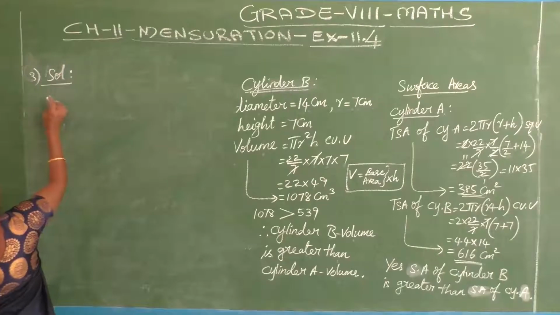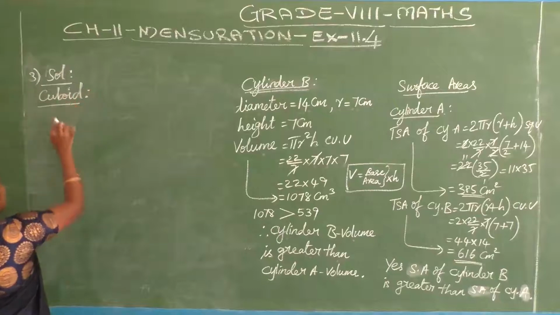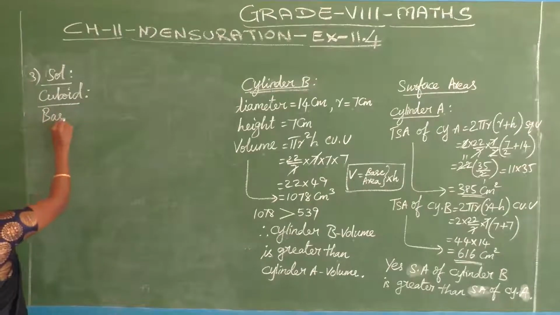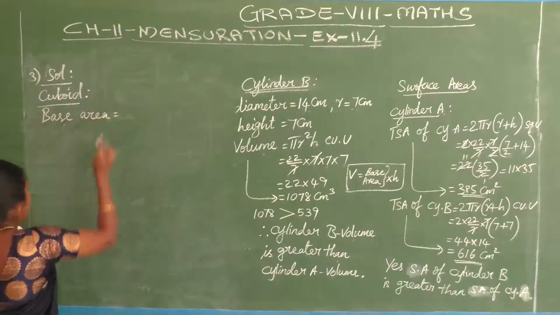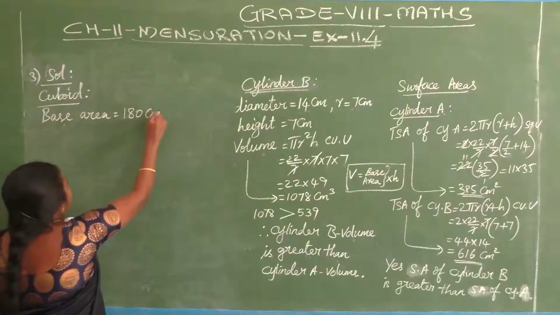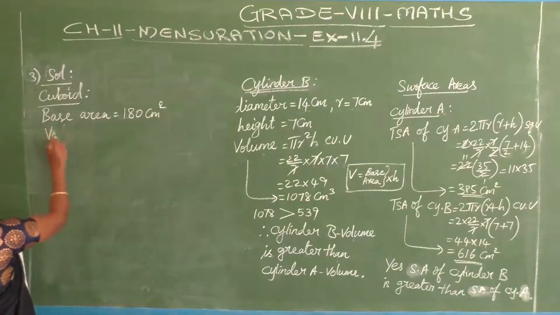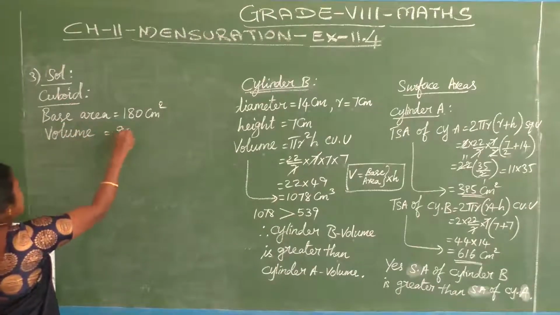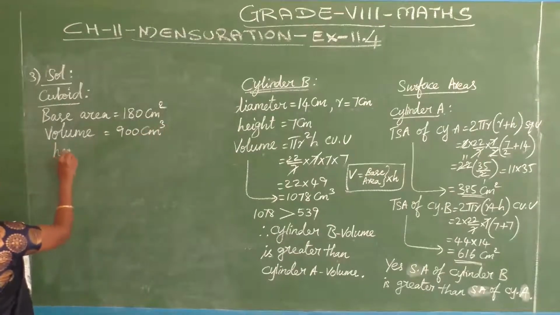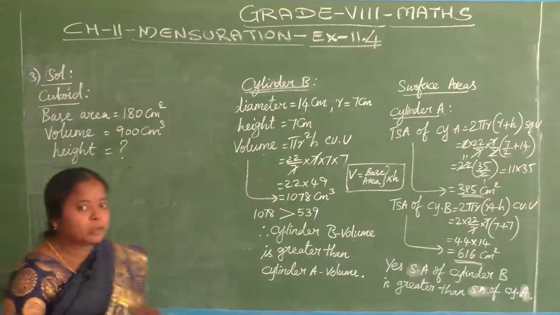See, third question, a cuboid is given. For that cuboid, what is given? What is missing? Base area is given. Base area is 180 centimeter square. Volume is given. Volume is 900 centimeter cube. Height we have to find. Height is missing. Understood?